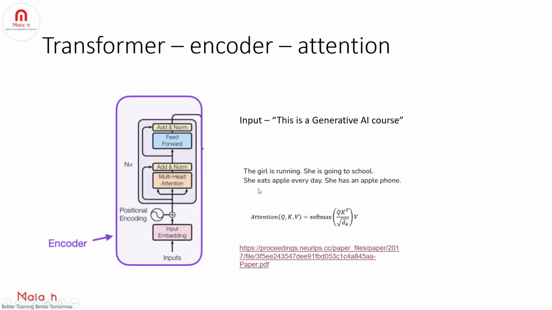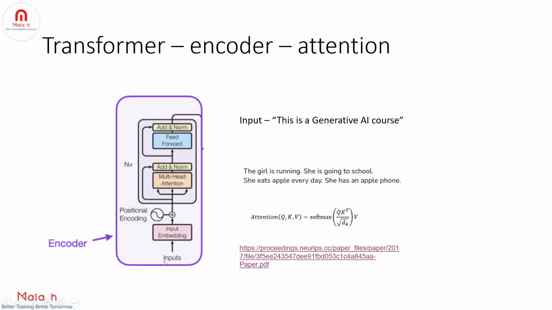And let me ask you a question here. In "She eats apple every day" and "She has an Apple phone", is the token ID of apple the same or different? If you notice here, the word apple will have the same token ID, out of the 30,622 unique vocabulary list. But the positional encoding will be different for the word apple here, right? But the token ID will be the same. And how will the model understand that one is a fruit and the other one is a phone? Because of the concept of attention, right?